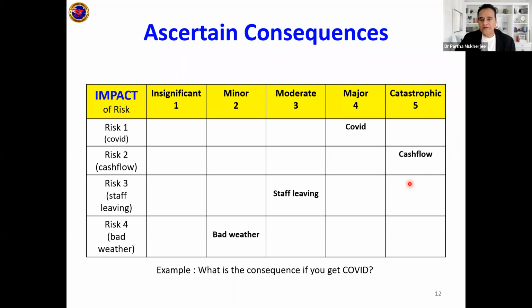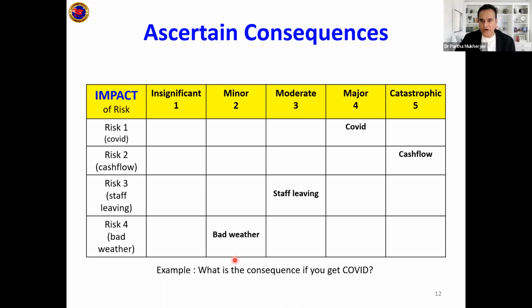Similarly, if staff leave, I can say moderate, because I will get impacted, but maybe I will try and hire someone, and in the meanwhile I'll allocate the task to another staff member, or maybe I'll give them overtime. So the consequence is going to be somewhere in the middle. So you will put that as moderate. And similarly, if it is bad weather, you might say the effect is minor because I've already planned for a certain number of days of disruption due to rain, storm, or extreme heat. In the Middle East, they always keep a couple of days in the summer for extreme heat. So you can say minor.